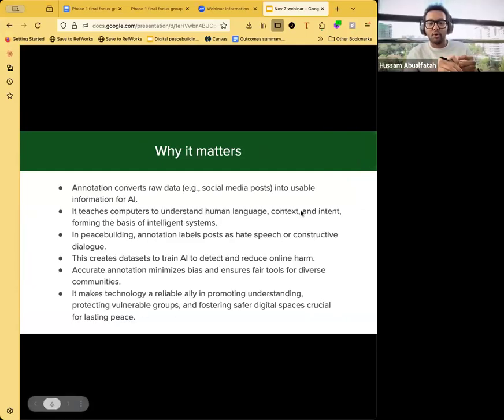Okay, so why does it matter? Because in fact, annotation transforms chaos into clarity, and without it, machines can't make sense of the complex, emotional, and often messy ways we communicate as humans. So this is a very important thing.